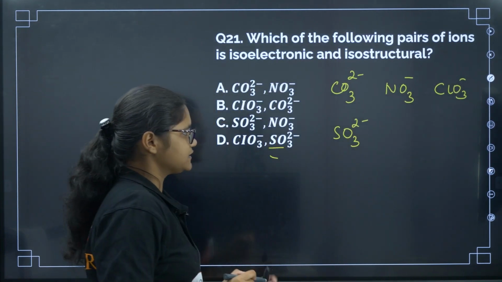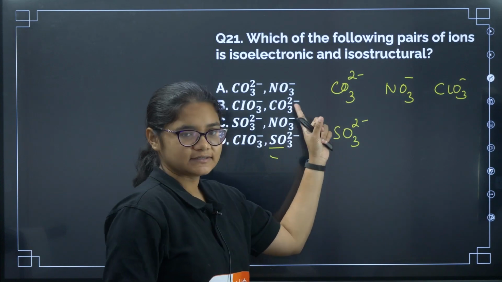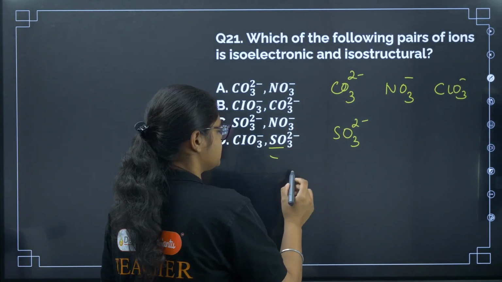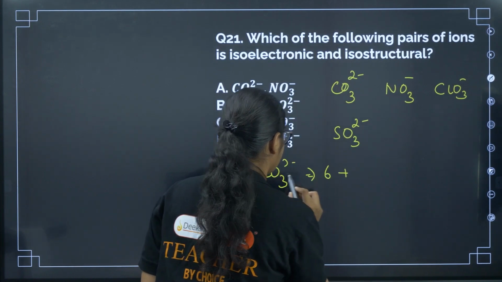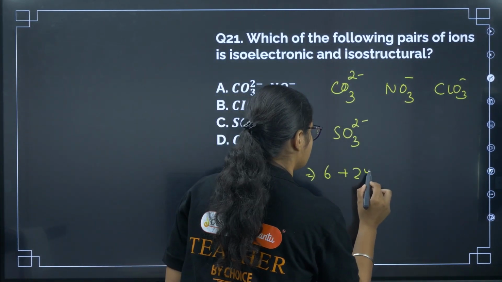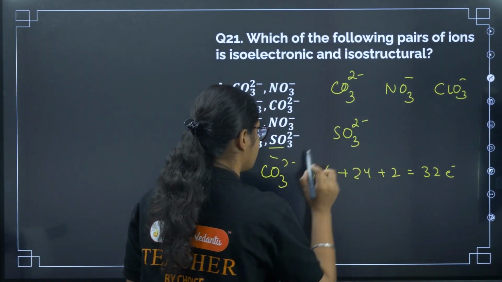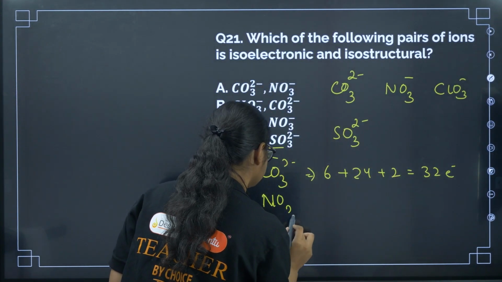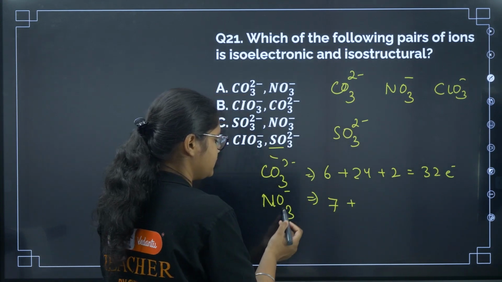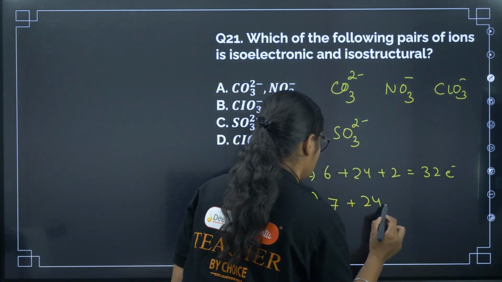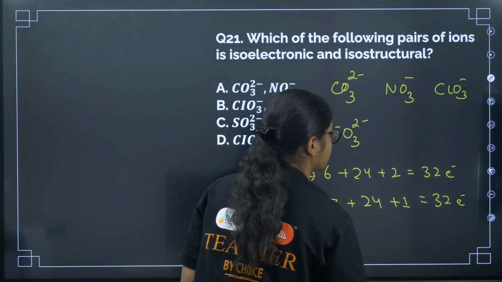First let us calculate the number of electrons. Carbon has 6 electrons. For CO3 2 minus, carbon is 6, then 3 oxygens give 24, and then 2 for the charge, so we have 32 electrons. Now coming to NO3 minus, nitrogen has 7, then again 24 and then plus 1, so this is also 32 electrons.